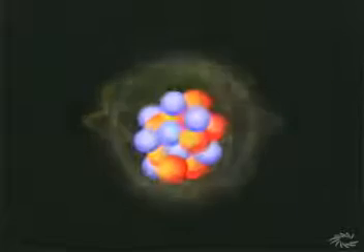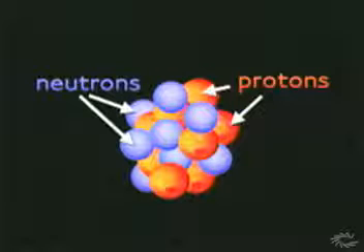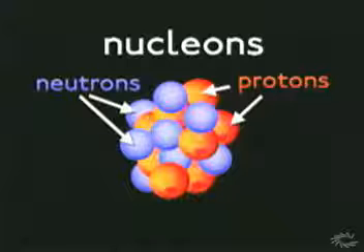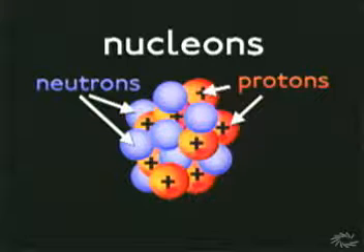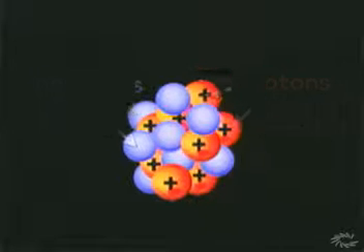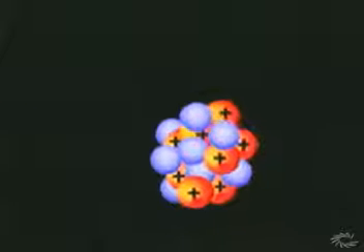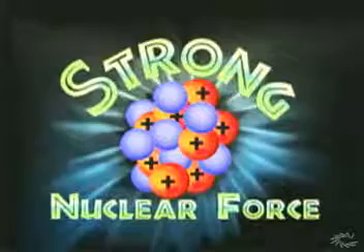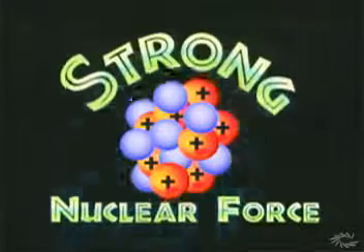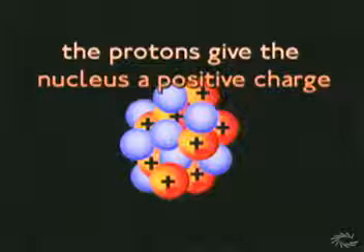The nucleus itself is made up of protons and neutrons, collectively called nucleons. Protons possess a positive electrical charge, and neutrons have no charge. Since electrical charges that are the same repel each other, why is it that a nucleus does not fly apart? It is the strong nuclear force between the protons and neutrons that holds it together. The protons give the nucleus a positive charge. Despite its small size, the nucleus is very dense and contains most of the mass of the atom.